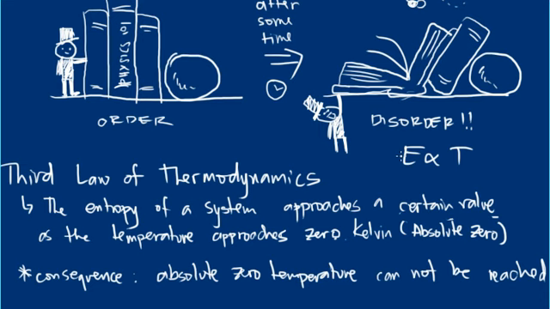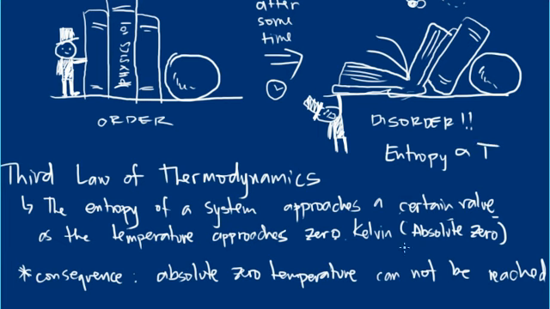The sign for entropy is S. Sorry. But you don't have to remember that. I'll just write down the whole word. So I forgot to say that entropy is directly proportional to the temperature of a system.